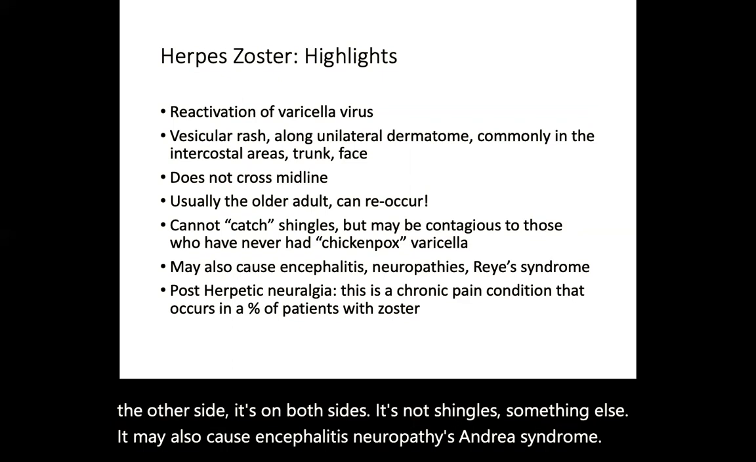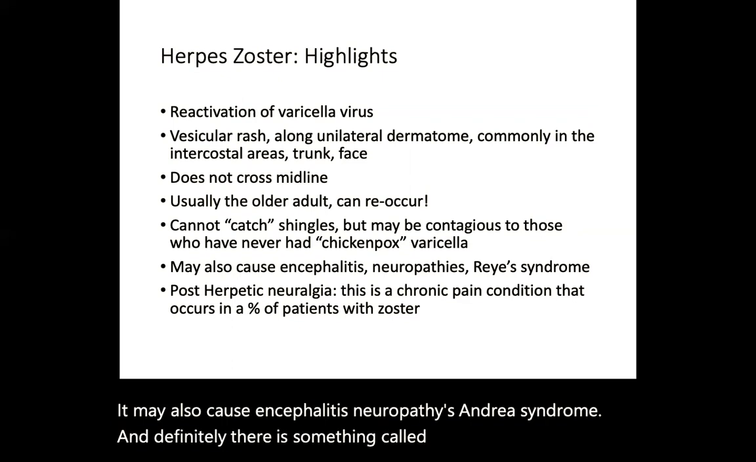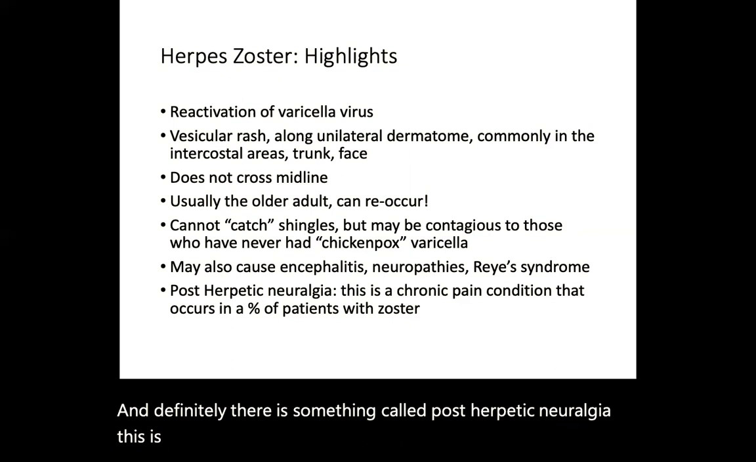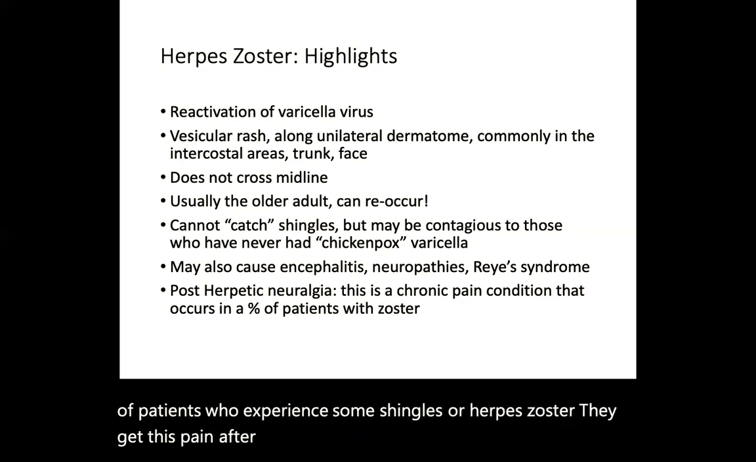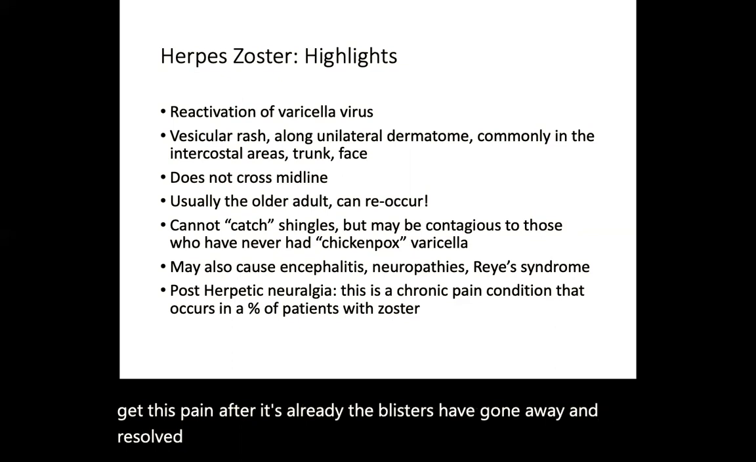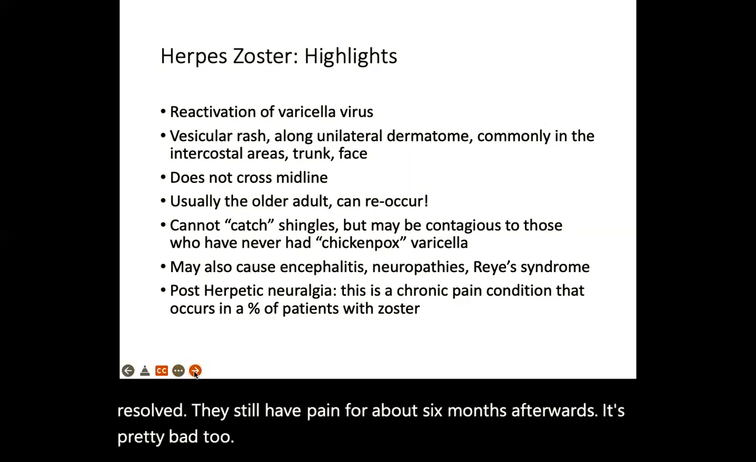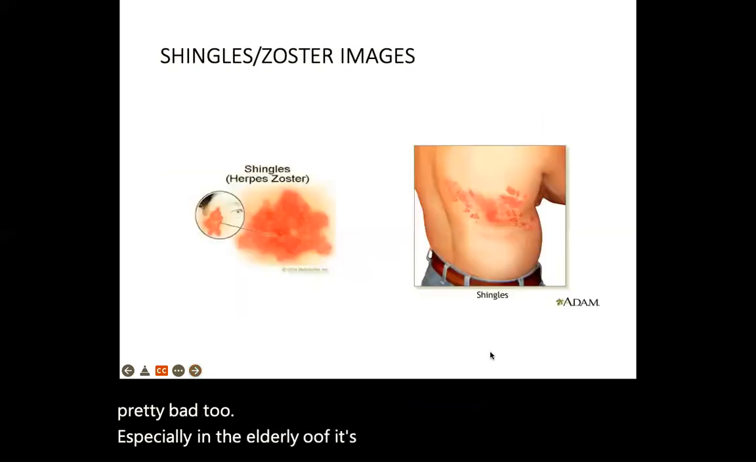And definitely there is something called post-herpetic neuralgia. This is a chronic pain condition that occurs in a large percentage of patients who experience shingles or herpes zoster. They get this pain after the blisters have gone away and resolved. They still have pain for about 6 months afterwards. It's pretty bad too, especially in the elderly. Oof, it's terrible.